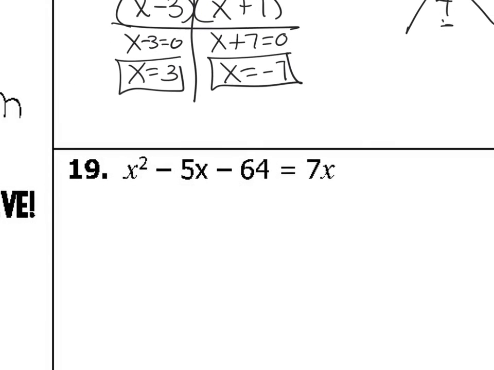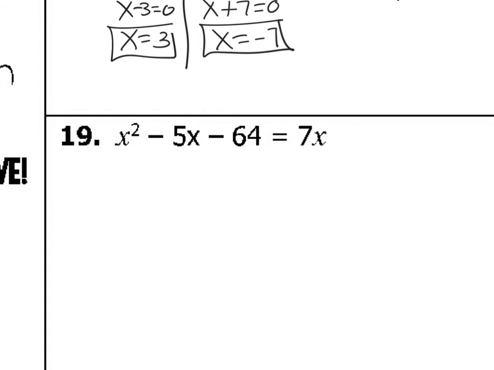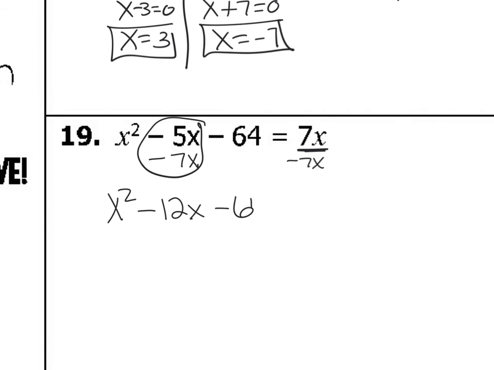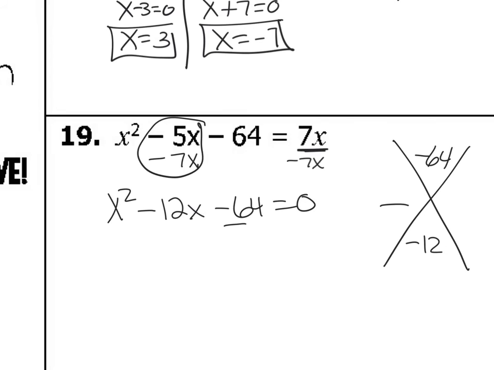All right. Let's look at 19. I got a 7x over here. Well, I need to subtract 7x and bring it over here and combine my like terms. So x squared minus 12x minus 64 equals 0. Okay. All right, so my a times c is negative 64 and b is negative 12. I didn't have a GCF on that, all right? Whenever you got a 1 in any three numbers, you're not going to have a GCF.